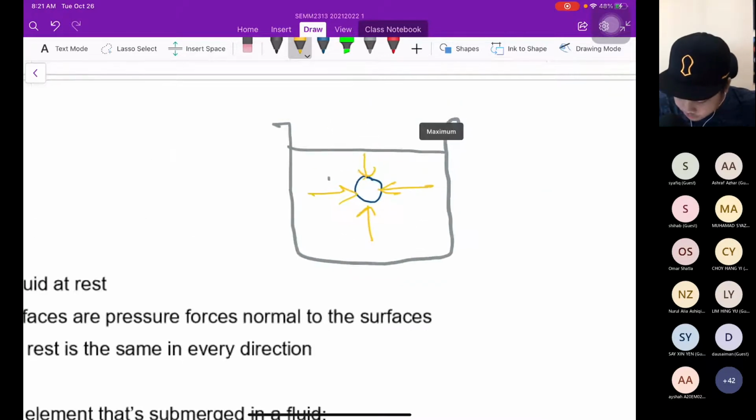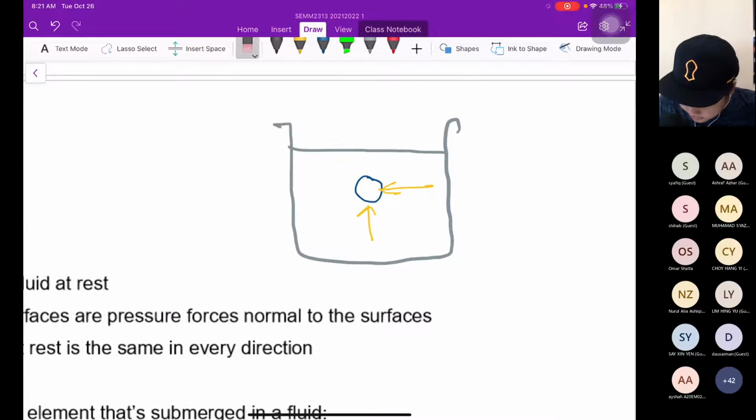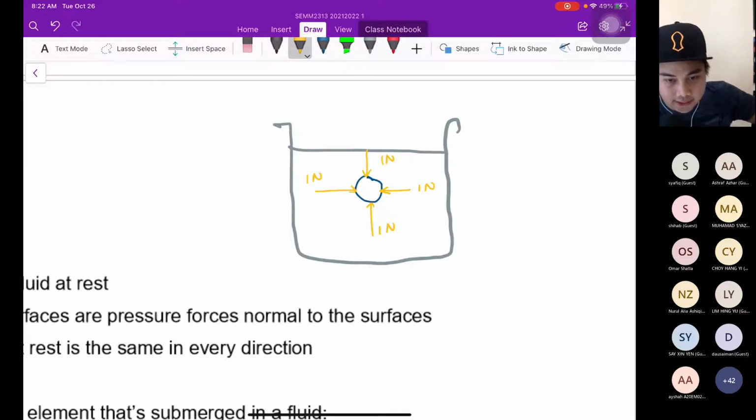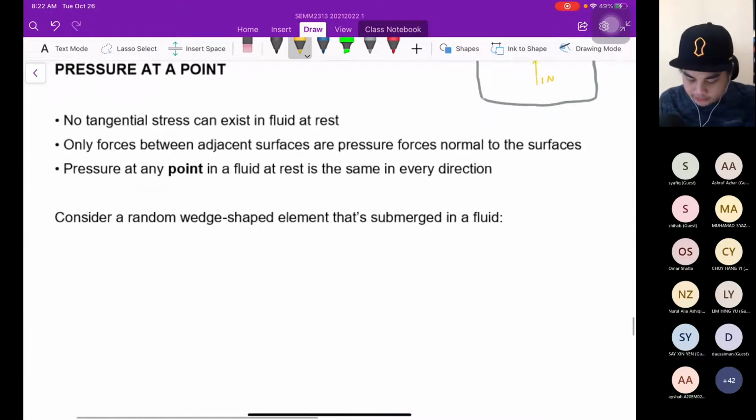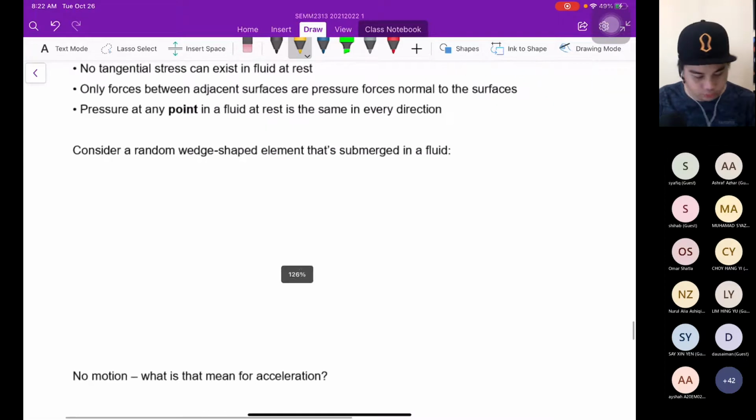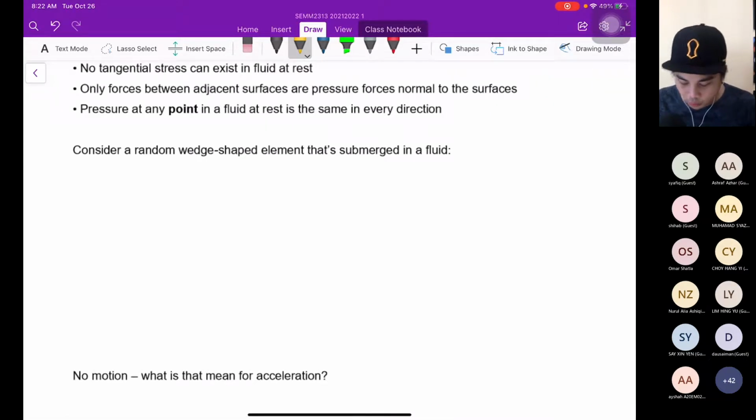So when you look at here, I want to draw again. It is the same in direction and magnitude. This value may be 1 Newton, this value 1 Newton, this value 1 Newton, this value 1 Newton. The value of force in every direction is the same. That is what it means. Consider a random wedge shape. For example, this is the random one. Let's say this is the wedge.